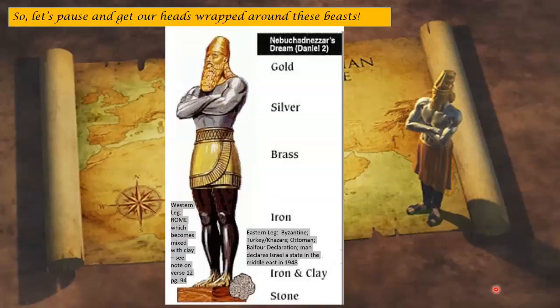So I want us to pause and get our heads wrapped around these beasts. I believe this is so important, so we're taking a little side detour, if you will, and also just a review. So we're very familiar by now with this statue, and we're talking also about the iron. So I want us to focus on the iron legs. The iron legs in general are symbols for Rome. And Rome becomes mixed with clay as it continues on down to the feet and toes.